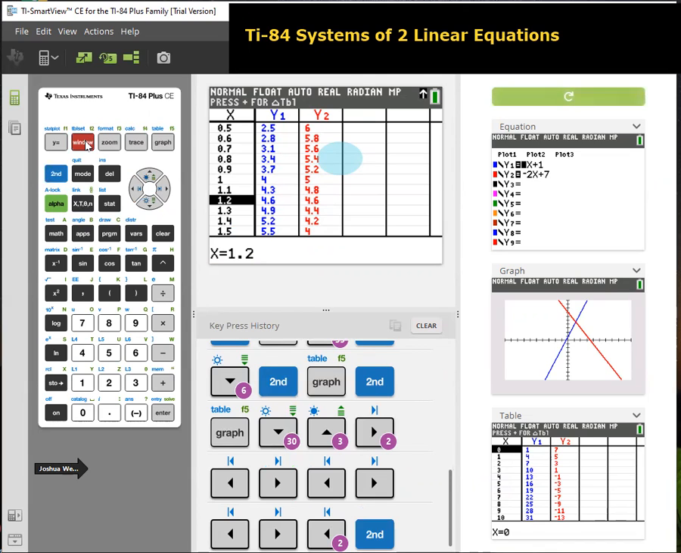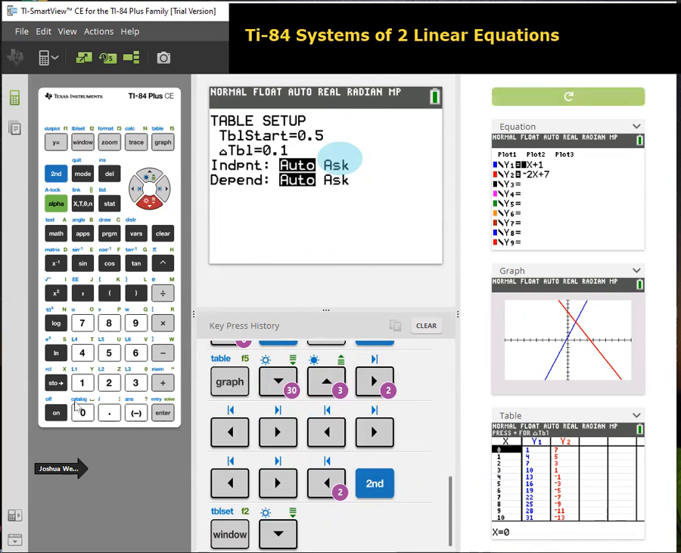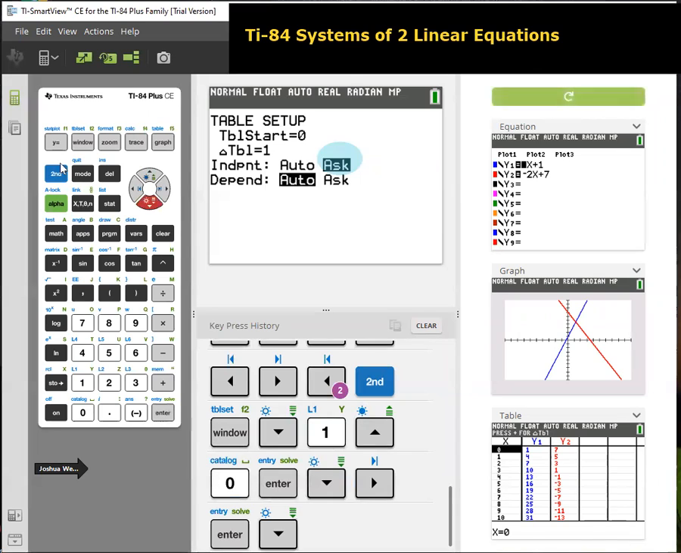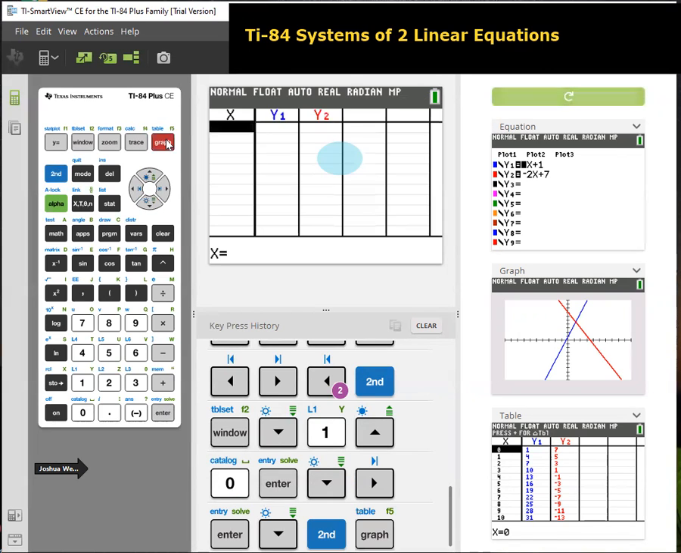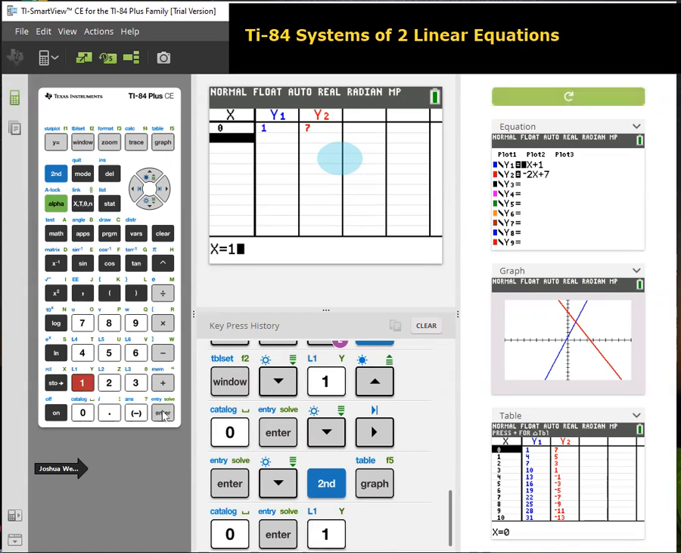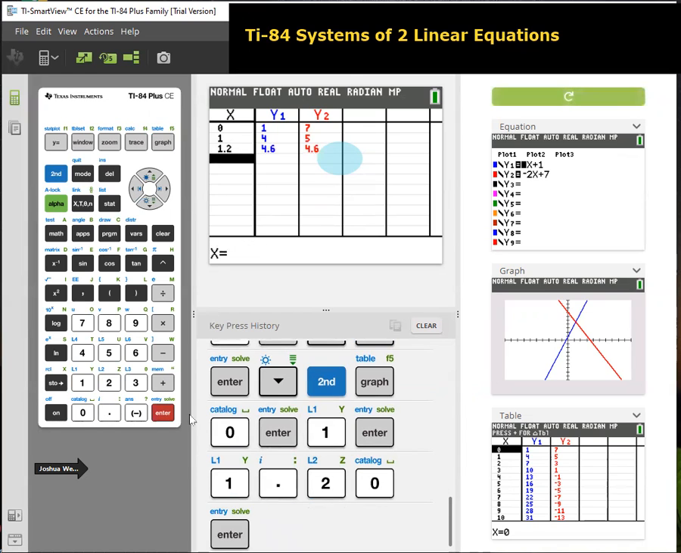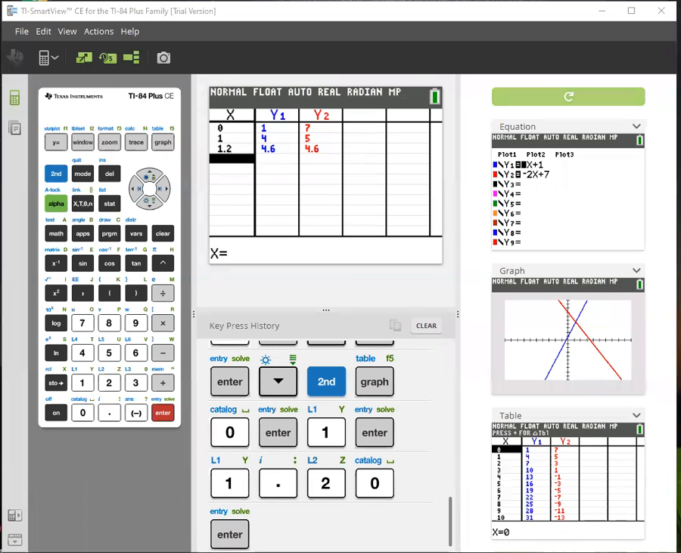We can also confirm this with the second table setting option here. Again, I'll just reset the step to 1, and I'll reset the table start to 0, which are the defaults. And then I'll change the independent variable to ask. So we can confirm our answers by then going to the table, and it's blank on the left. So if we enter 0, it'll give us the value of both functions, 1, but we can also enter decimals, 1.20. And here it shows that 1.2 is the true solution once again. As you can see, it shows that both function 1 and function 2 have an output of 4.6.